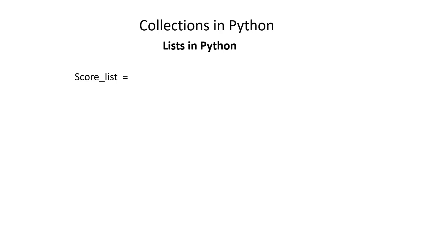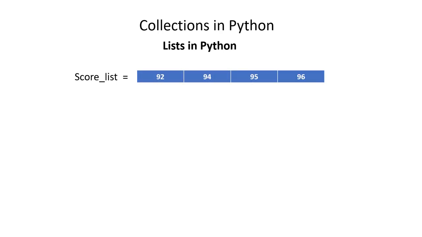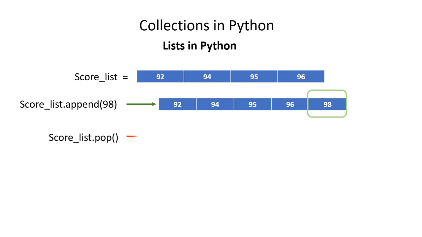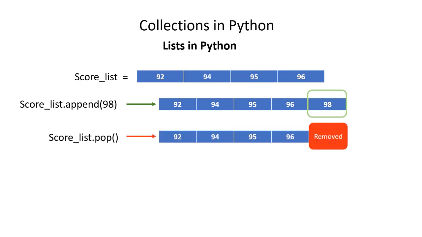I'm going to consider the scores secured by different students for a subject, and we have it here. Now I would want to append the score of a new student to this list. How are we going to do it? We are going to use the function called append, which is going to add the new score at the end of the list. Similarly, now I would want to remove the newly added score from the list. How am I going to do it? I'm going to use the function called pop that is going to remove the last element from the list.